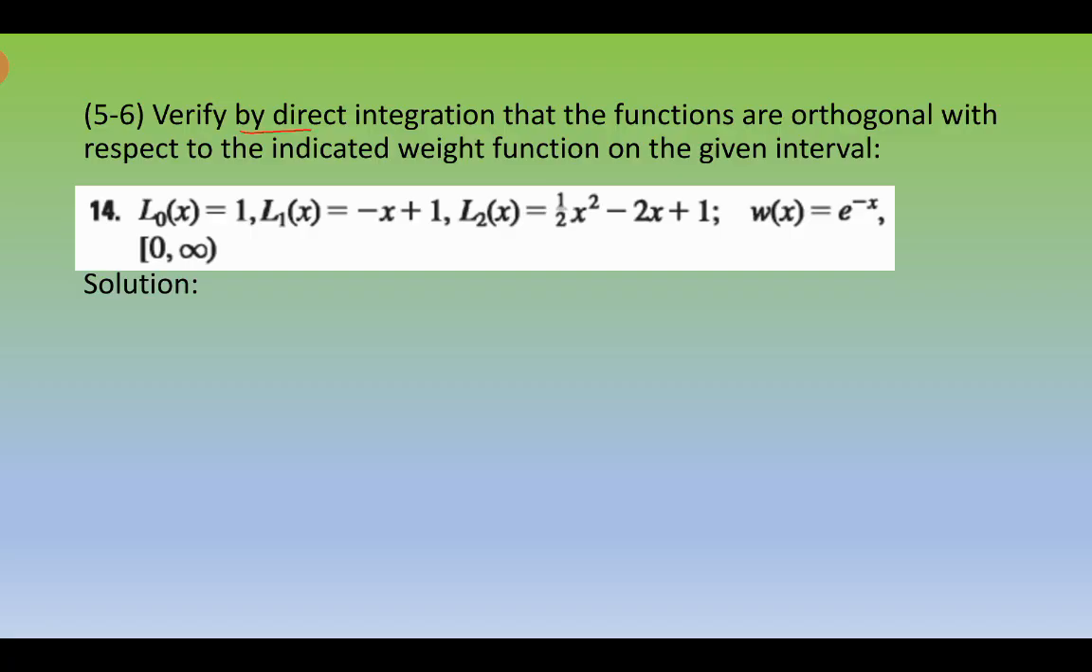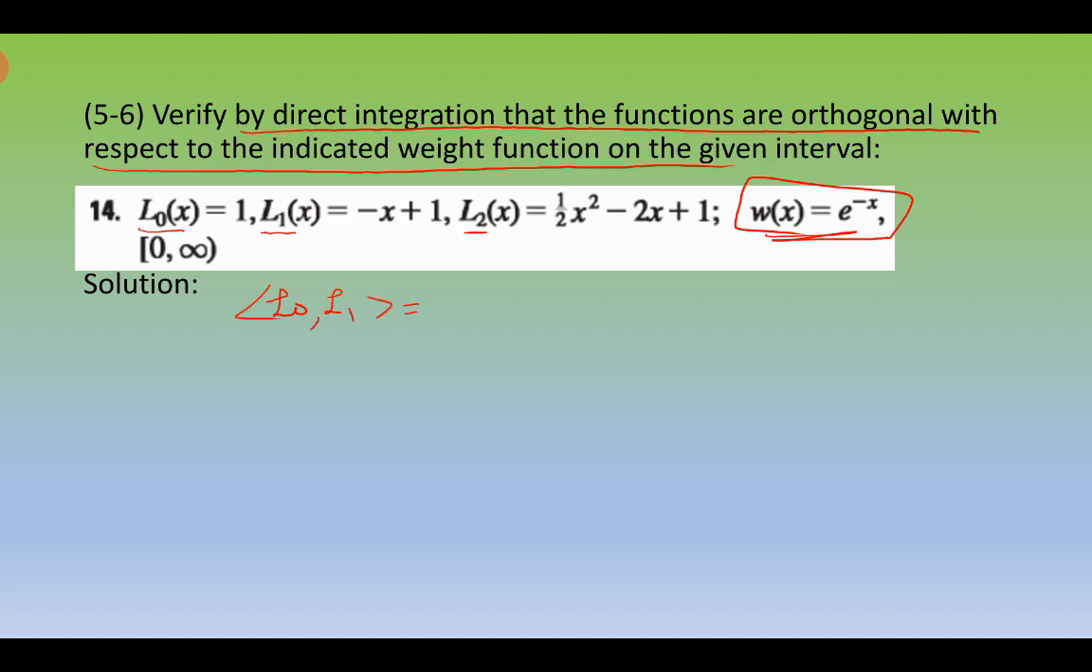Verify by direct integration that the functions are orthogonal with respect to the indicated weight function. Now there are three functions, L0, L1, L2. Weight function is given. So we have to check the inner product of L0, L1 is 0, L0, L2, and L1, L2, this has to be done with respect to W of x. W of x will join every club. This is what we are going to do, right?